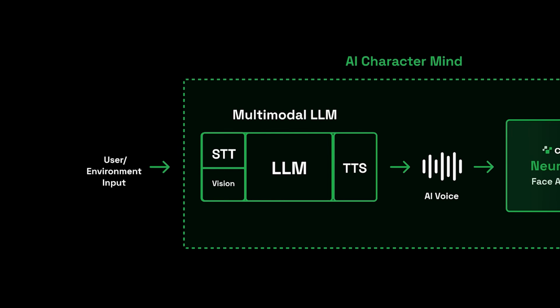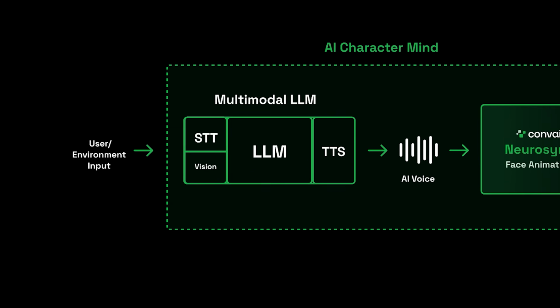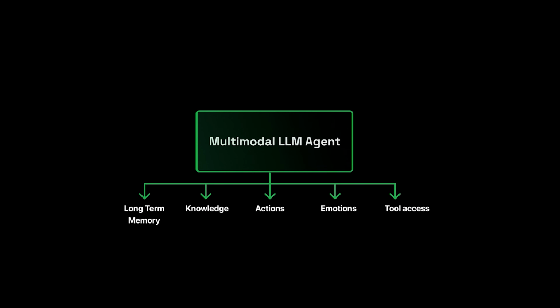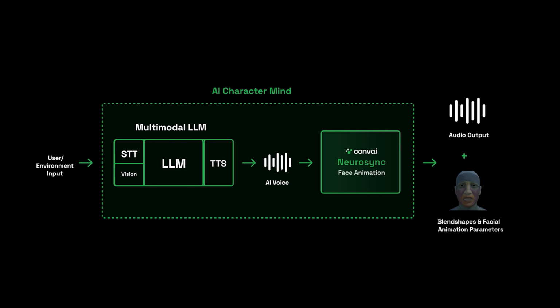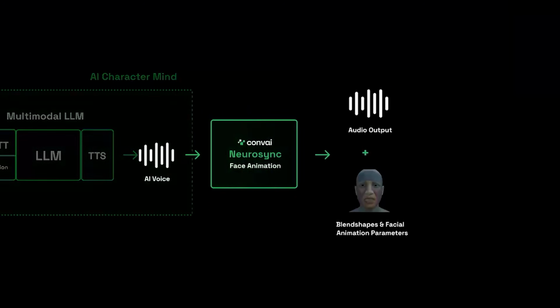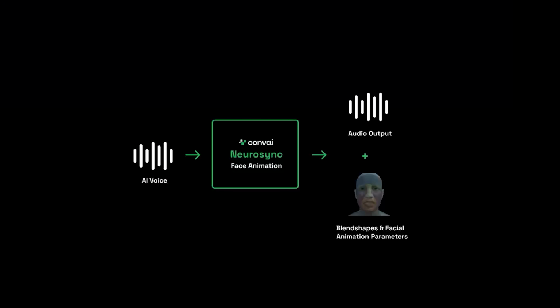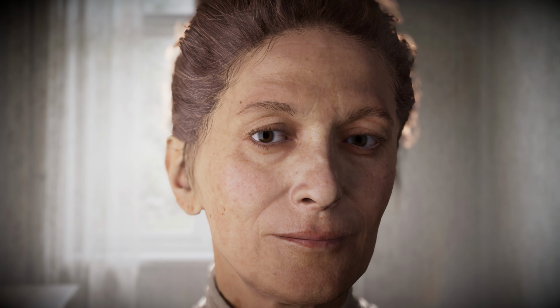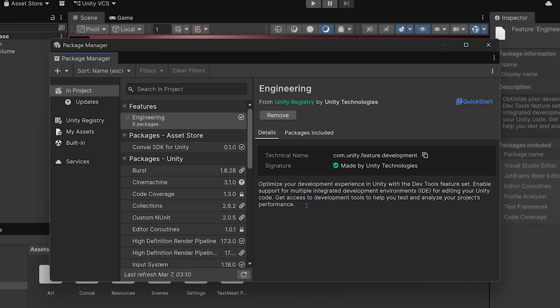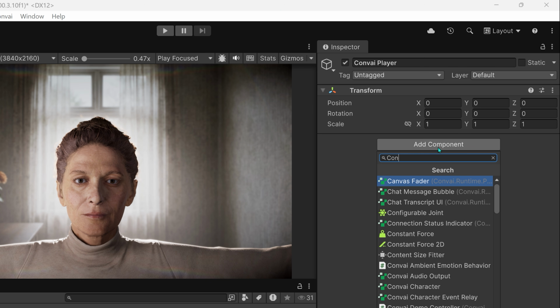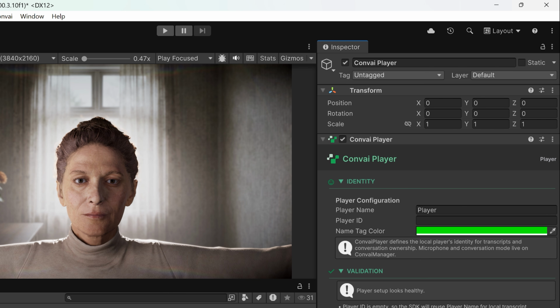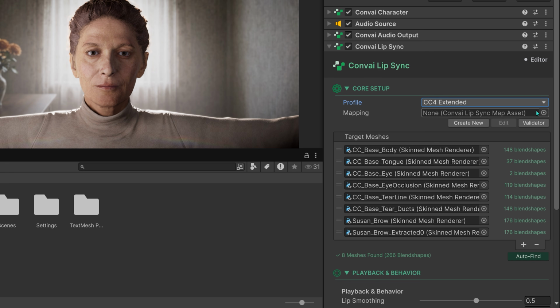As you interact with the character, Convai processes your input through a multimodal LLM, drawing from long-term memory, a knowledge base, and live game context to generate a contextual voice response. NeuroSync then analyzes that audio in real time to drive the character's blend shapes, producing accurate lip sync and natural facial expressions. In this video, we'll walk through installing the Convai SDK via the Unity Package Manager, integrating Convai into a scene, and enabling real-time lip sync on a character.